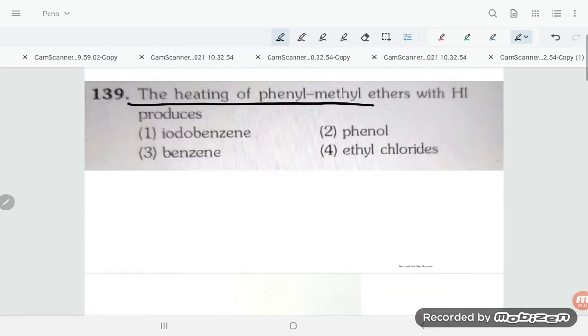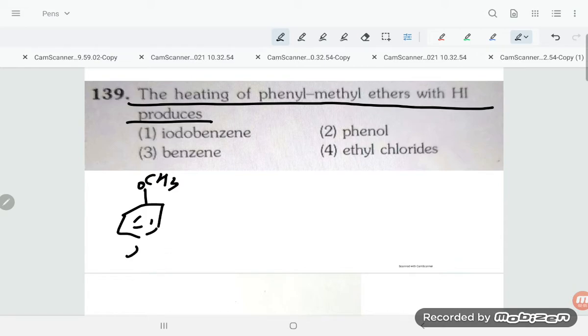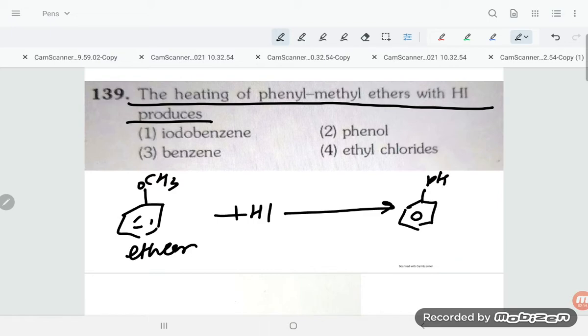Next problem, let us see. The heating of phenyl methyl ether with HI produces what? If you are heating phenyl methyl ether, here the phenyl group is there, then O, and CH3. Phenyl methyl ether is there, ether, and you are treating it with HI. This was also asked in the 2020 paper. So it gives phenol, with the OH group, and here is CH3I. So the correct option is phenol, option number 2.